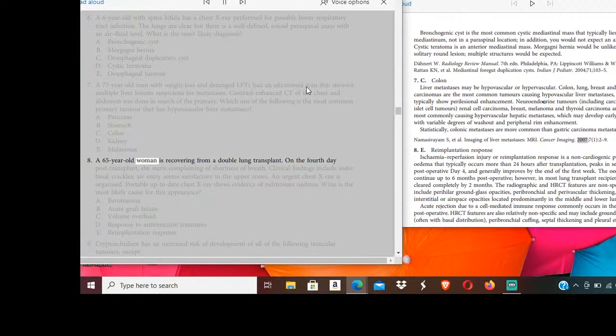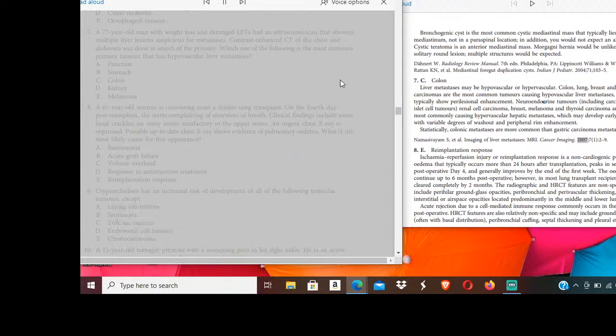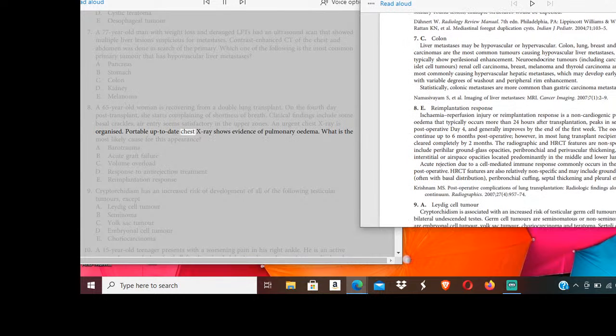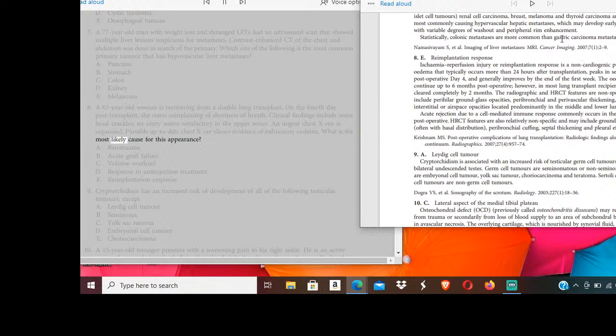A 65-year-old woman is recovering from a double lung transplant. On the 4th day post-transplant, she starts complaining of shortness of breath. Clinical findings include some basal crackles. Air entry seems satisfactory in the upper zones. An urgent chest X-ray is organized. Portable up-to-date chest X-ray shows evidence of pulmonary edema. What is the most likely cause for this appearance?